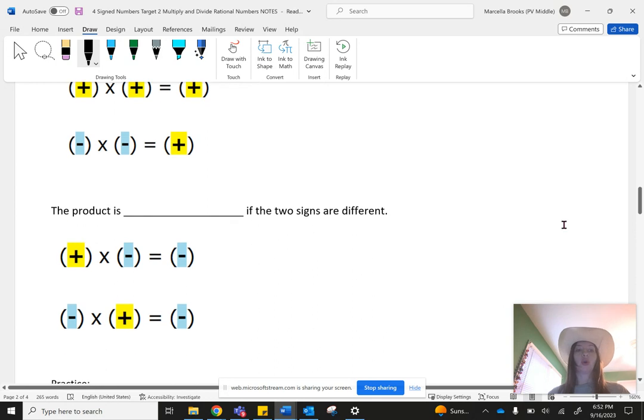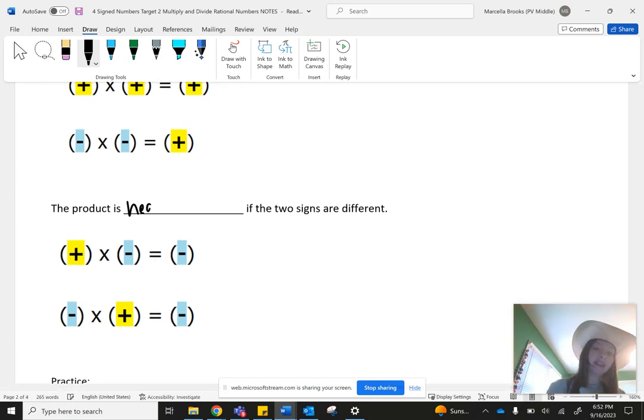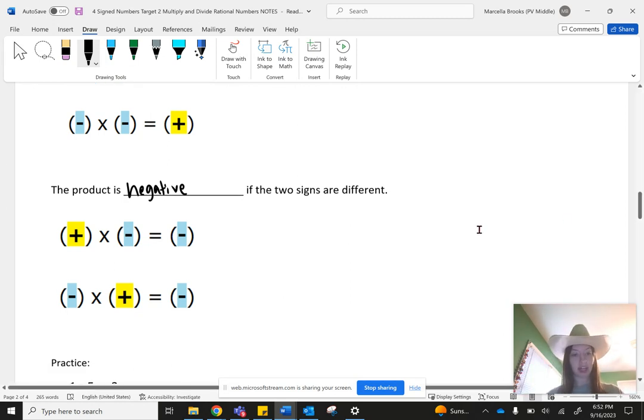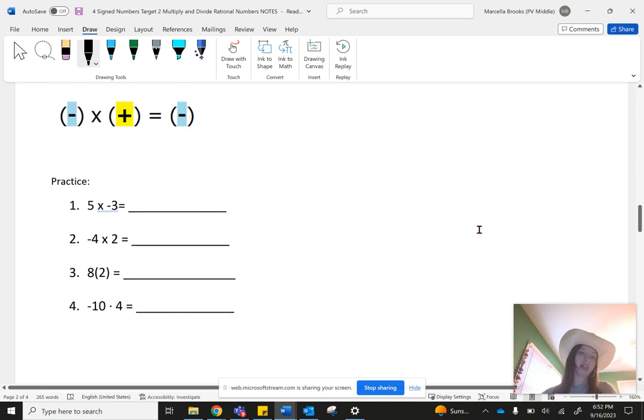The product will be negative if the two signs are different. So if you have a positive and a negative, it's going to equal a negative number. If you have a negative and a positive, also going to equal a negative number. So here's what that looks like.